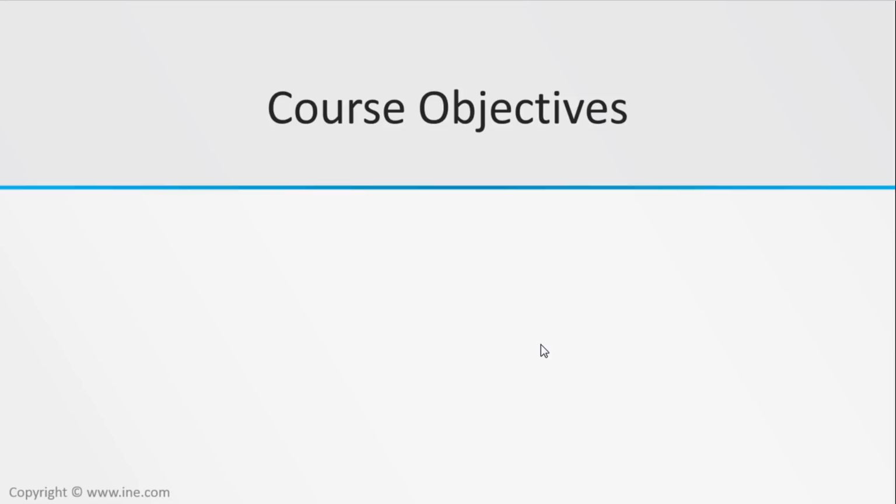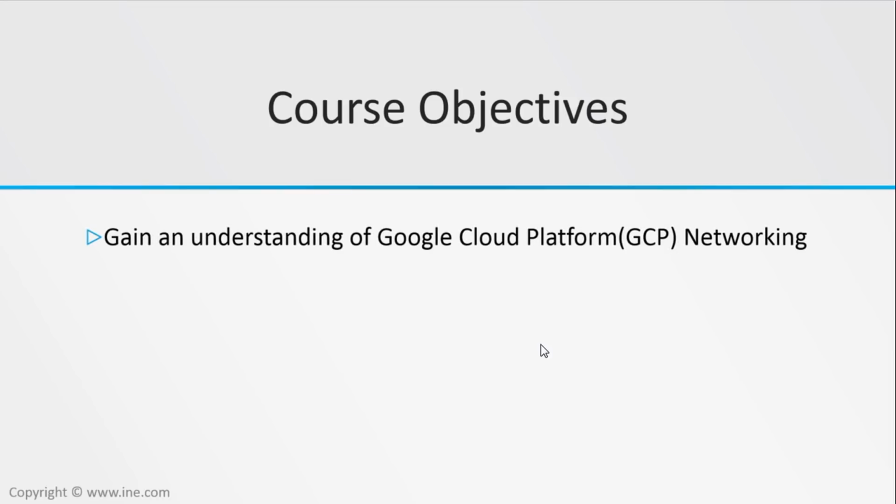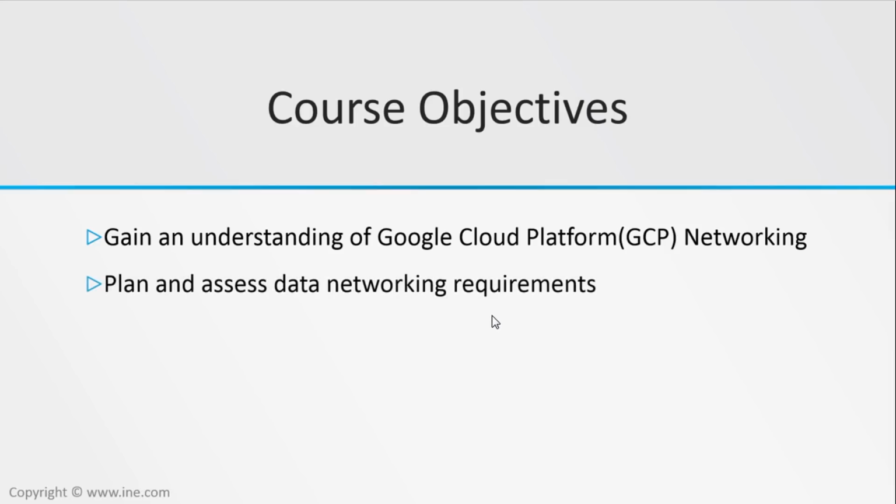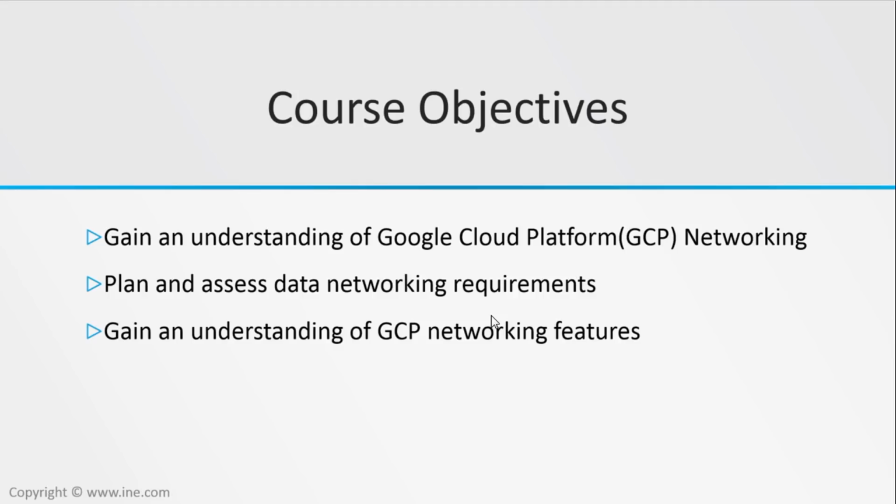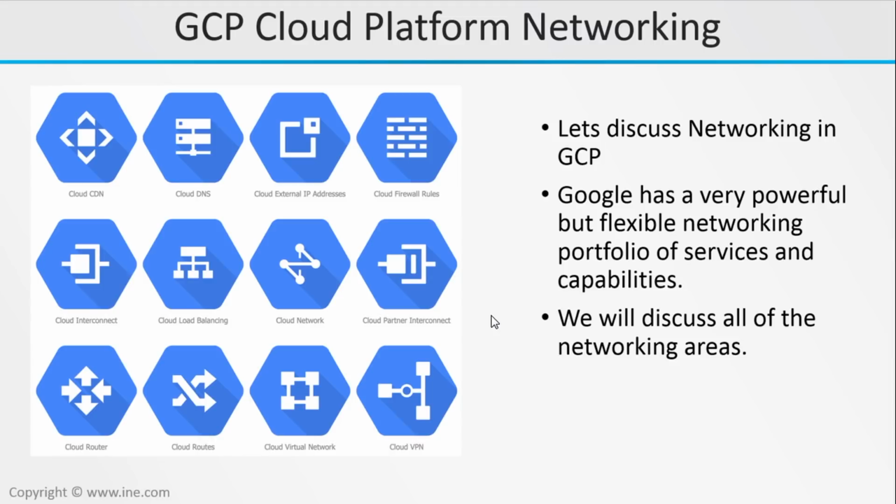Let's talk about the objectives of the course. The first is to gain an understanding of the Google Cloud Platform networking functionality and services. We'll talk about planning and assessing data network requirements. We'll help you gain an understanding of the networking features. We'll also walk you through how to set up basic networking services in the Google Cloud Platform, like a VPC, subnetting, DNS, for example.